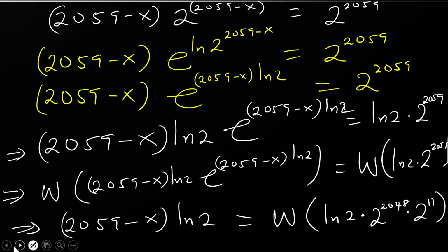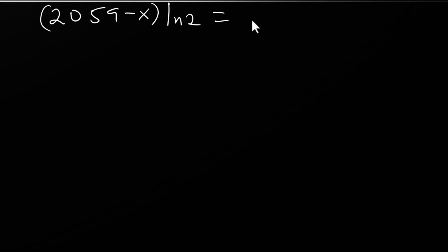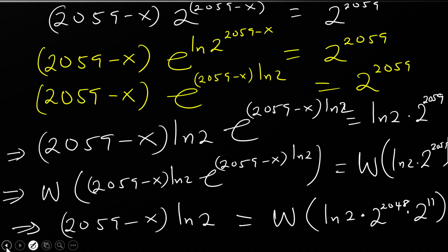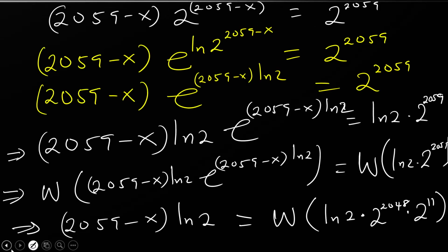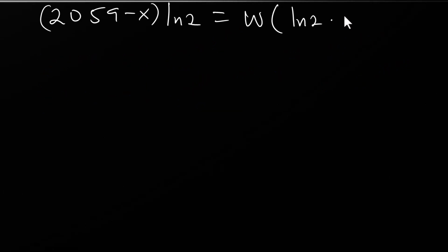So now repeat this one. 2059 minus x ln of 2, and I have W function of ln of 2 times 2 to the power 2048 times 2 to the power 11.